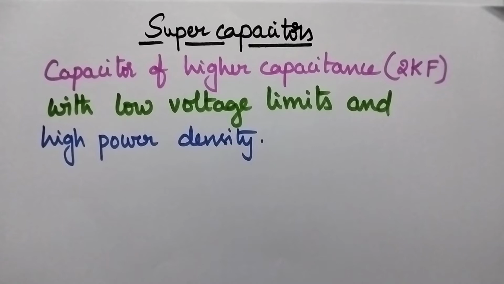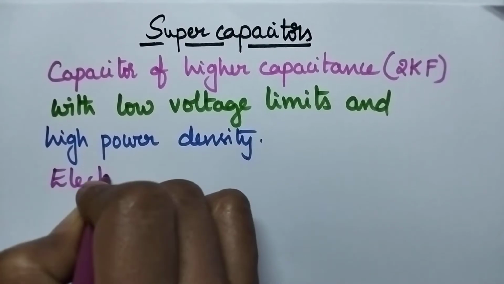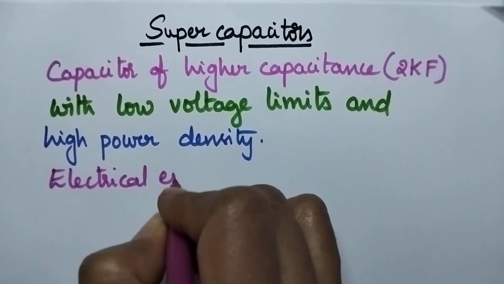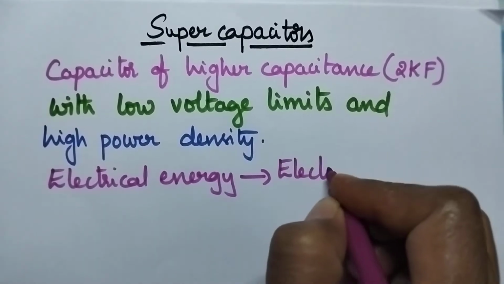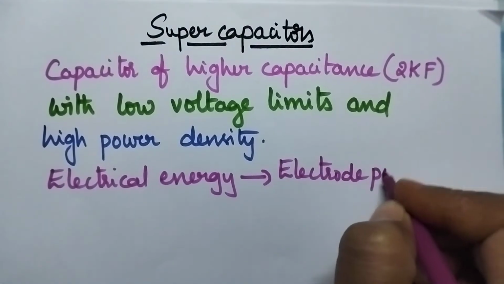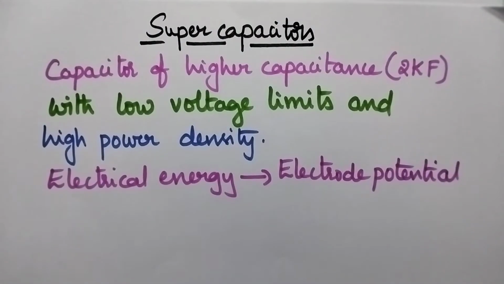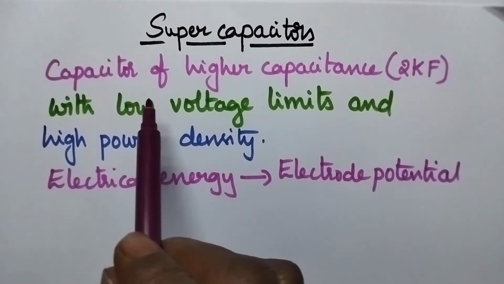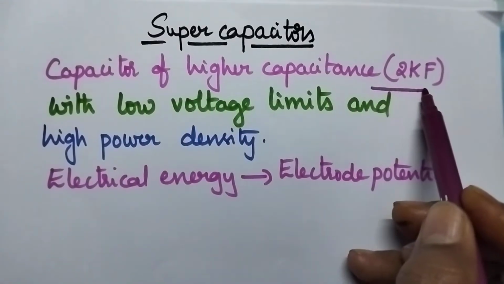A capacitor is an electronic device that stores electrical energy in the form of electrode potential. Supercapacitors have a high capacitance, of the order of 2 kilofarad.